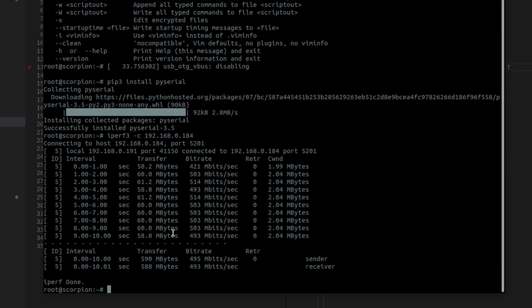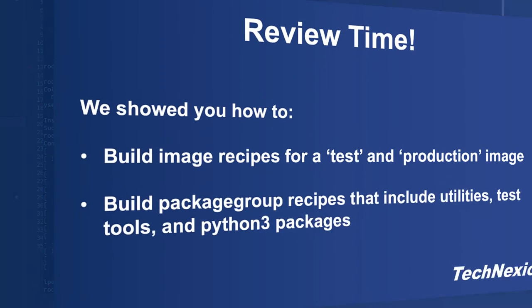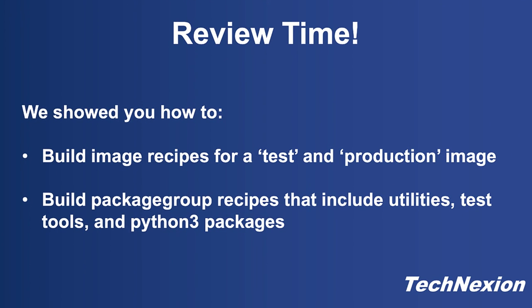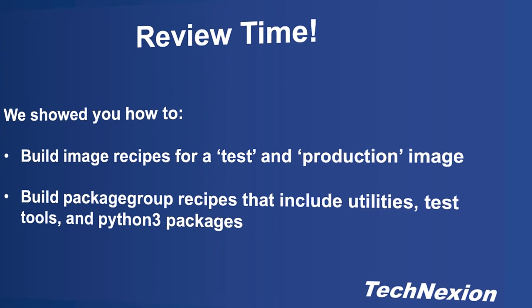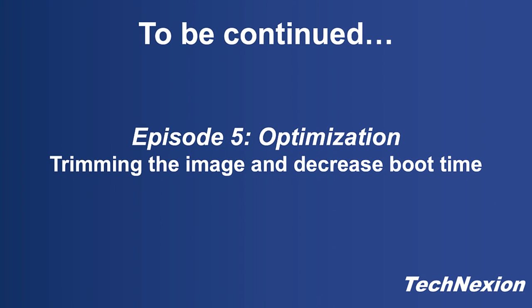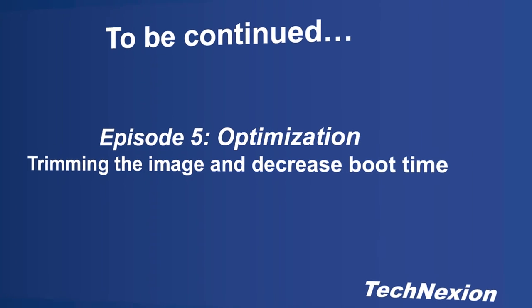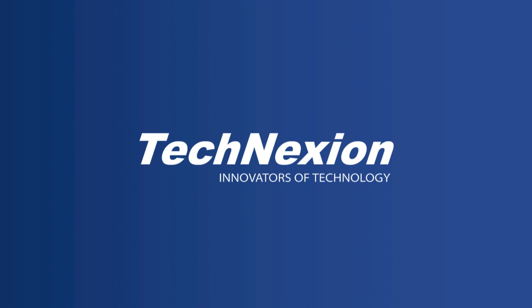So with that, we're going to go ahead and sign off. Here I showed you how to create image recipes and create package groups. In the next episode, we're going to talk a bit about how to get rid of things that you don't need in Yocto, and also potentially how to make the system overall boot faster.